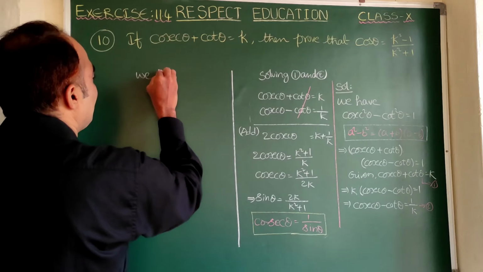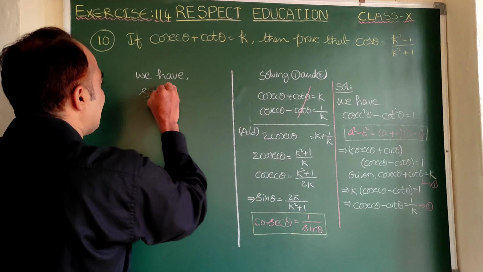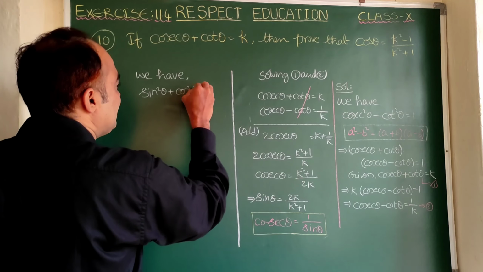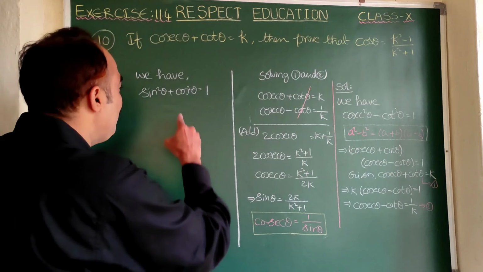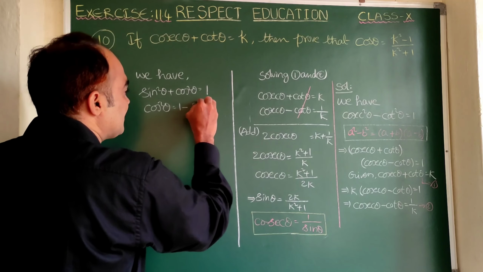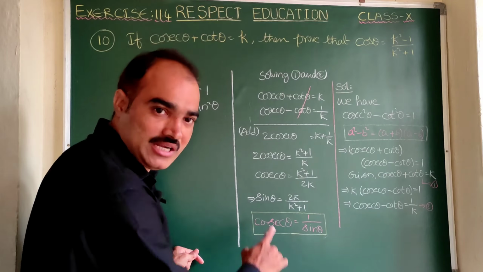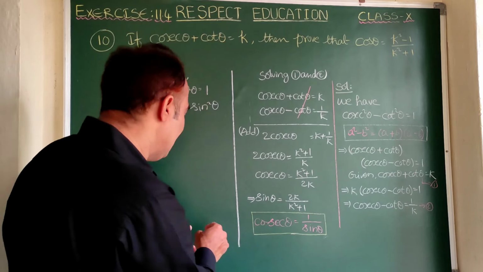Already we have a formula from trigonometric identities: sin square theta plus cos square theta is equal to 1. Now from this, cos square theta is equal to 1 minus sin square theta. Is it clear? Now let us write 1 as it is, minus sin theta is 2k by k square plus 1. Then sin square theta is 2k by k square plus 1 whole square, because we are squaring on both sides. Is it clear? So let us take this as equation number 3, because earlier we have taken 1 and 2.